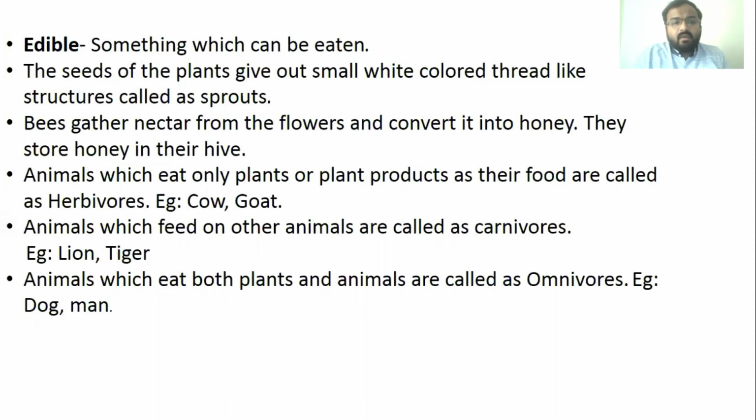Animals which eat only plants or plant products as their food are called herbivores. For example, cow, goat. Animals which feed on other animals are called carnivores. For example, lion, tiger. Animals which eat both plants and animals are called omnivores. For example, dog, man. We have discussed all the important points of this chapter.